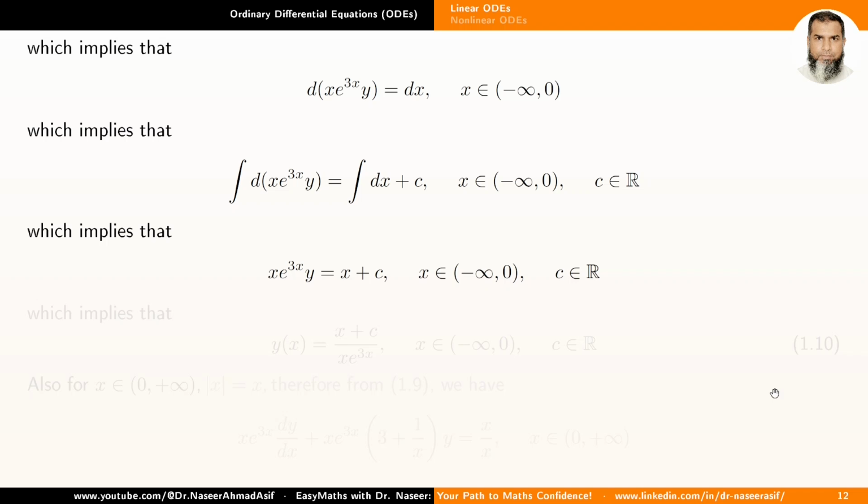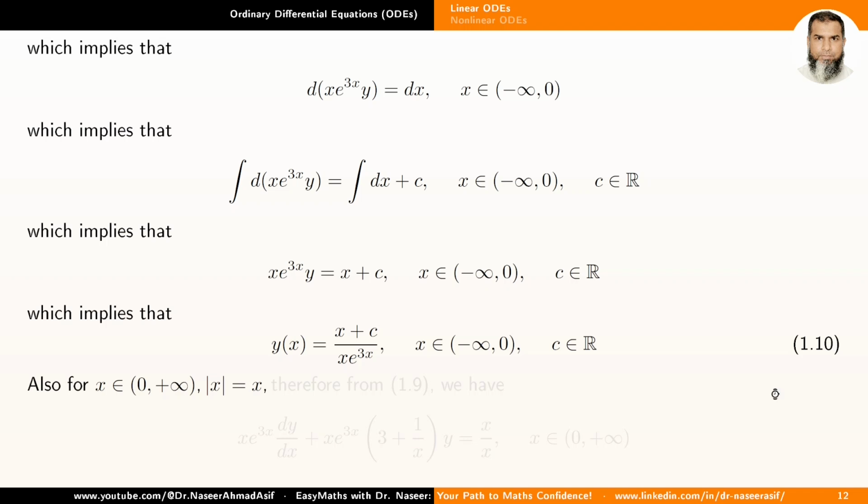Dividing this equation by x exponential 3x, we have y of x is equal to (x plus c) over x exponential 3x, where x belongs to minus infinity to 0, open interval, and c is the arbitrary constant. Also for x belongs to 0 to plus infinity, open interval, absolute x is equal to x. Therefore, from equation 1.9, we have x exponential 3x dy by dx plus x exponential 3x into (3 plus 1 over x) into y is equal to x over x, where x belongs to 0 to plus infinity, open interval.